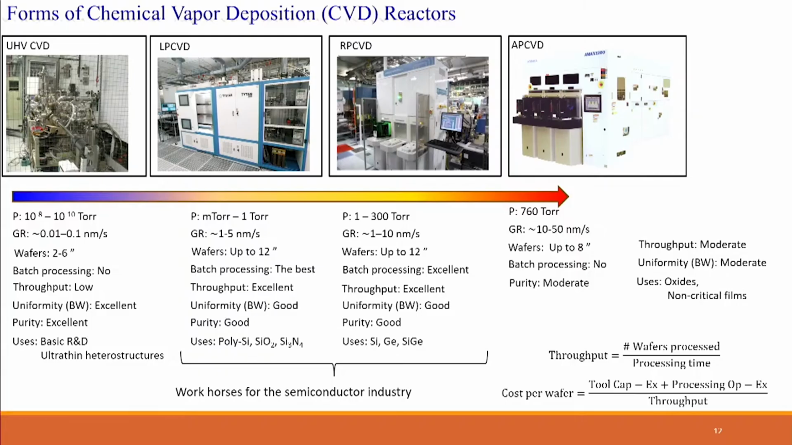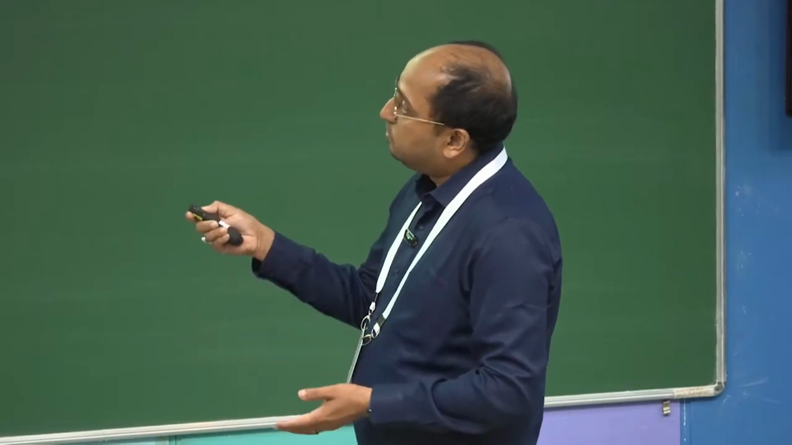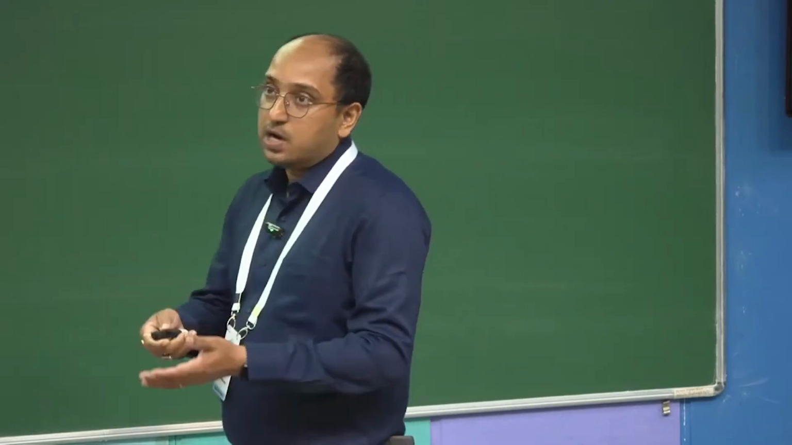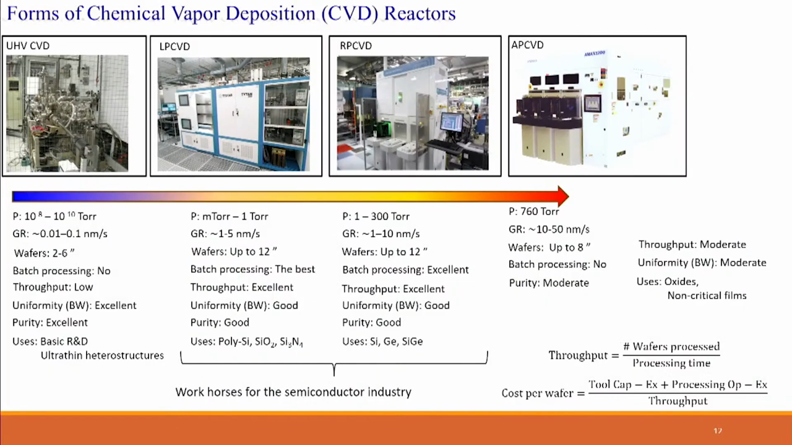This is FEOL, the front end of the line process, when you are doing blanket epitaxy on a blanket wafer. And then when you form these trenches and you need to deposit oxides and nitrides to isolate or to passivate, this is usually the tool, LPCVD. Batch processing is possible.